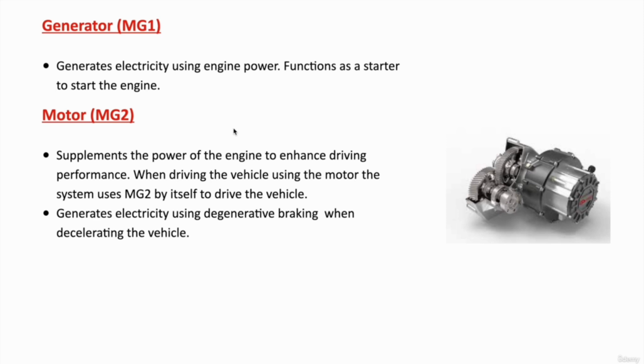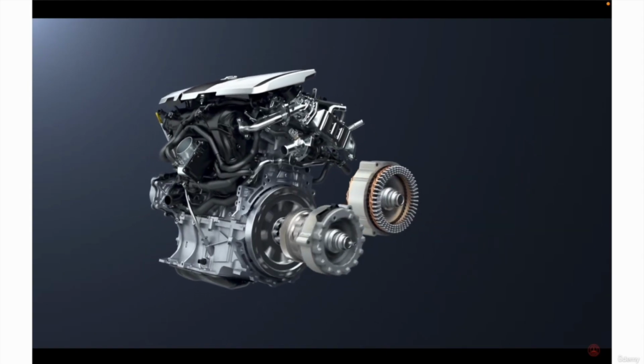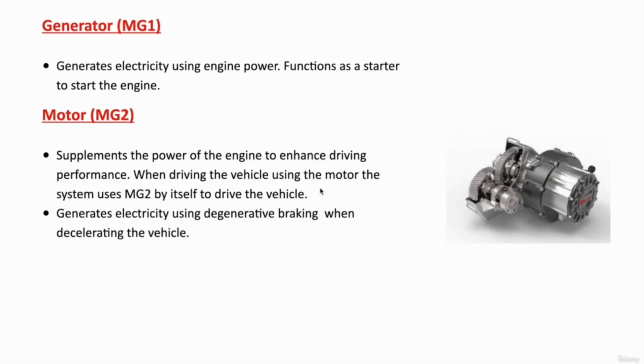Next, we have MG2, which is your motor. It supplements the power of the engine to enhance driving performance. When driving the vehicle using the motor, the system uses MG2 by itself to drive the vehicle. It also generates electricity using regenerative braking when decelerating the vehicle. So MG2 has one very important main function, that is to drive the wheels.